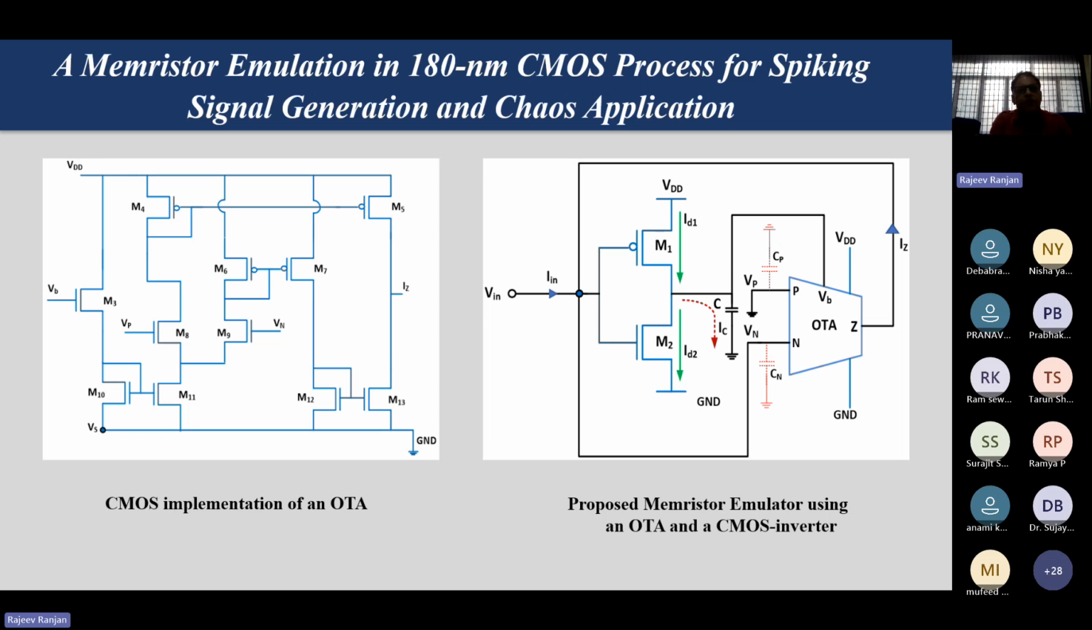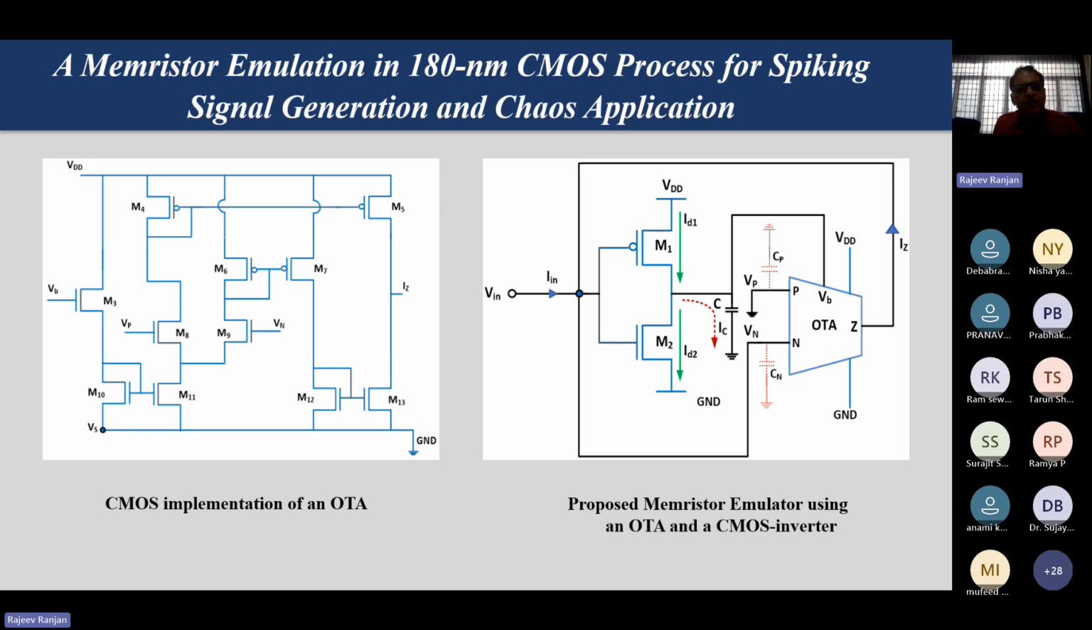Next is an application. Up till now we have studied the basic fundamentals of the one block we have targeted, that is the OTA. Next we will see the application of this OTA in the design of memristors. This is again the CMOS implementation of OTA. Here you can see the current mirrors and differential pair, and from this VB we can change the transconductance of the circuit.